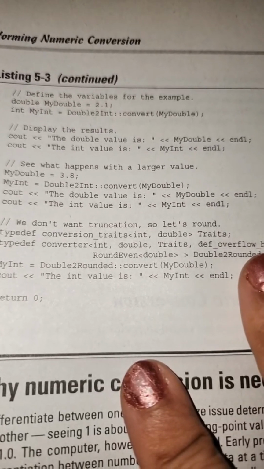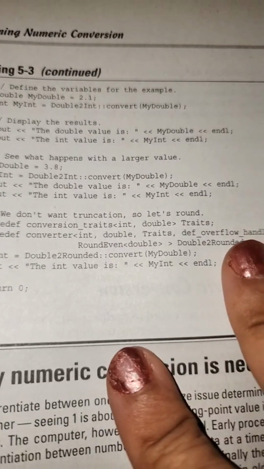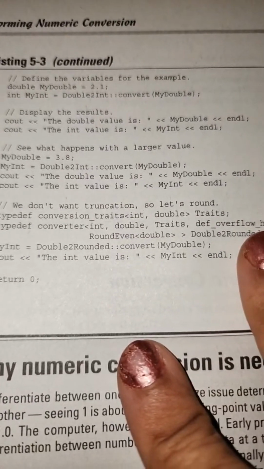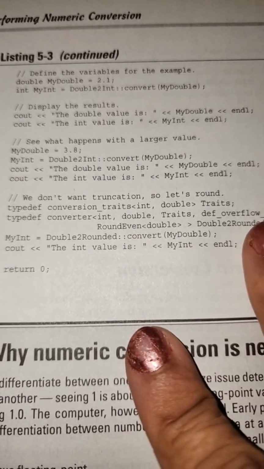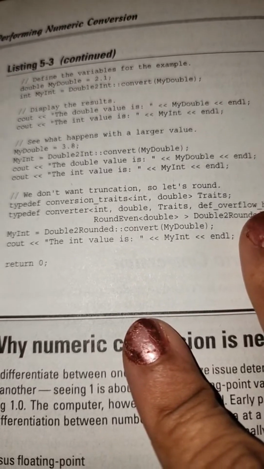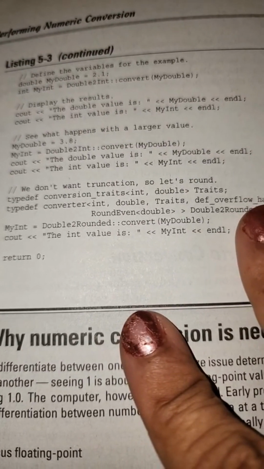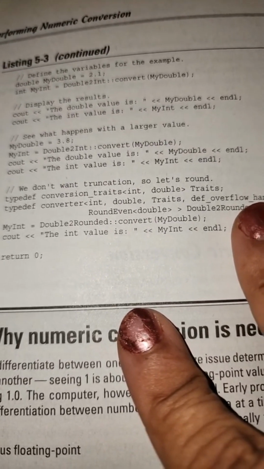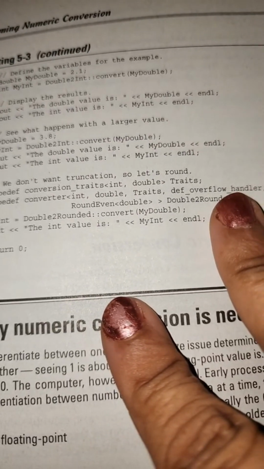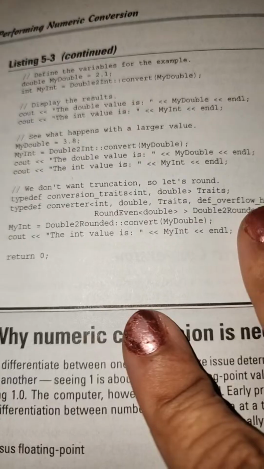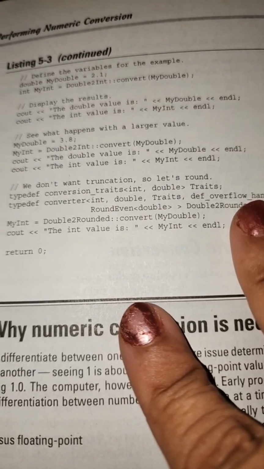Display the results. cout << "The double value is " << myDouble << endl; cout << "The int value is " << myInt << endl. See what happens with a larger value: myDouble = 3.8; myInt = double_to_int::convert(myDouble); cout << "The double value is " << myDouble << endl; cout << "The int value is " << myInt << endl.